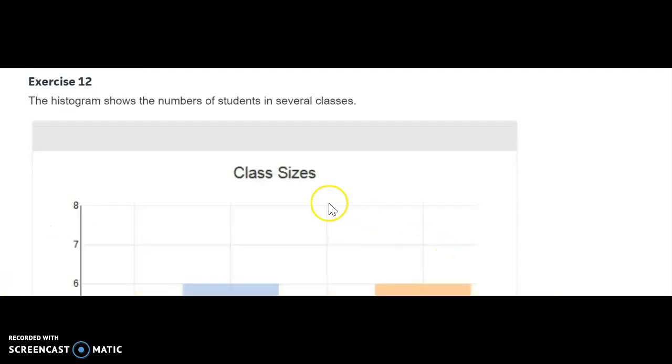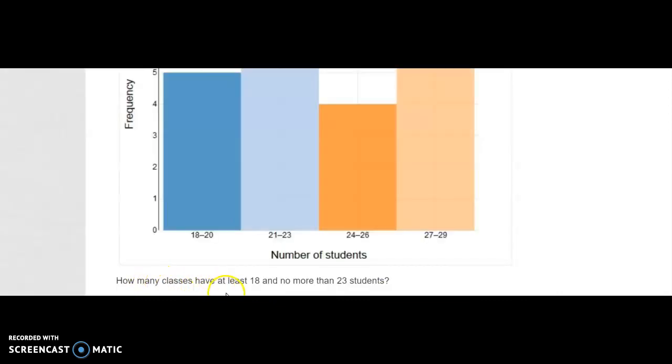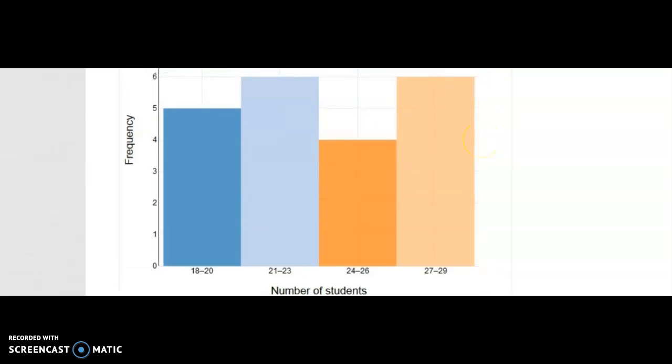The histogram shows the number of students in several classes. The question is, how many classes have at least 18 and no more than 23? So we have to have 18 and no more than 23. So the 24 and this 27, both of these are excluded. And so what we're going to do is add these two up, and we have 6 here and 5. So 6 plus 5 is going to be 11.